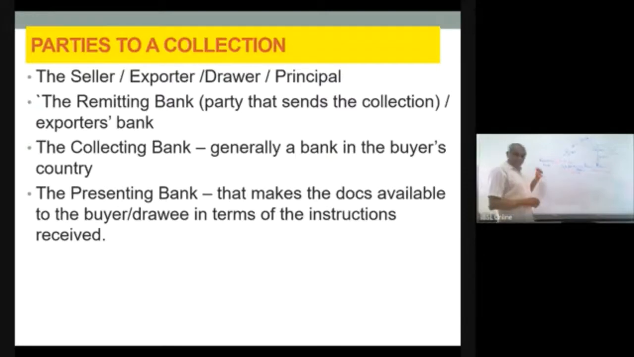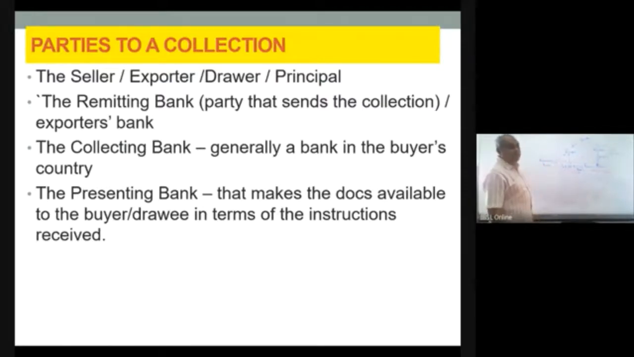Is it clear? The difference between the collecting bank and the presenting bank? The presenting bank makes the documents available to the buyer or drawee in terms of the instructions. In most cases, about 95% of the transactions, the collecting bank and the presenting bank are one and the same. But if it is different, then there will be a collecting bank and a presenting bank.